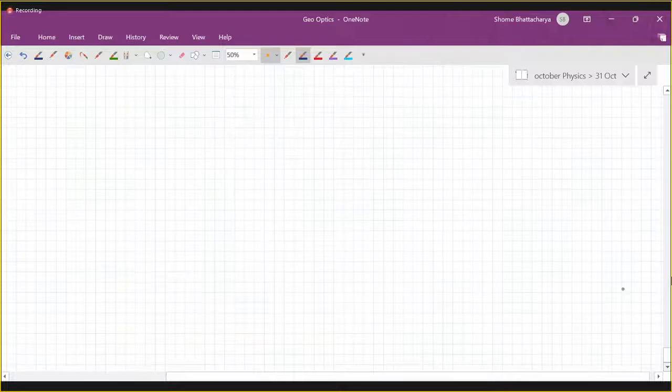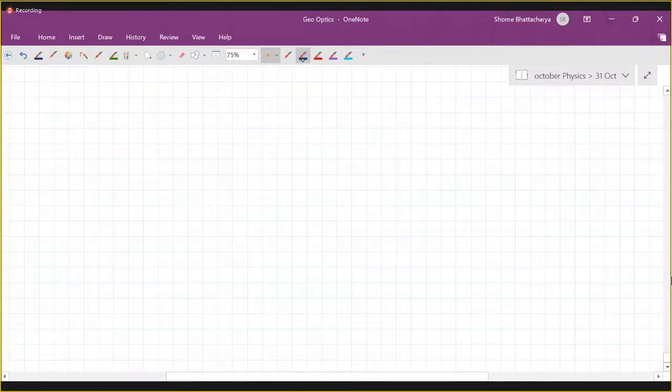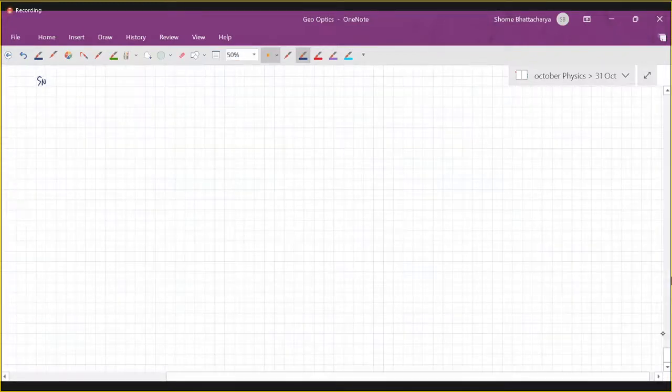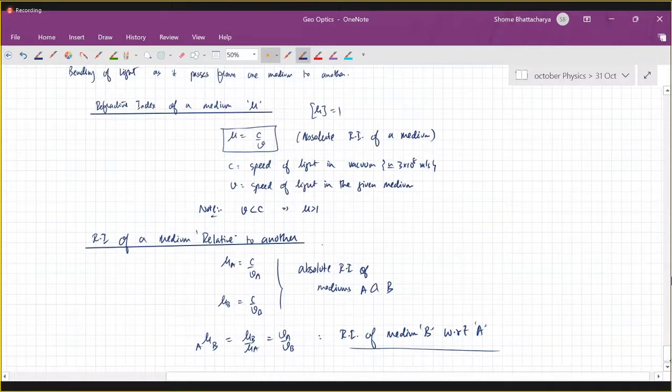Okay. So next we understand Snell's law. Sir, just a minute. I wanted to note down. Okay. Done, sir. Okay.